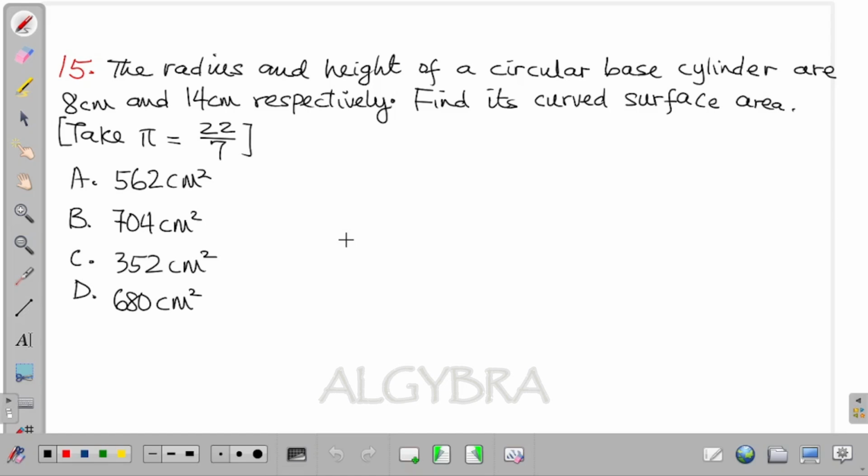Option A is 562 centimeters squared. Option B is 704 centimeters squared. Option C is 352 centimeters squared. And option D is 680 centimeters squared.